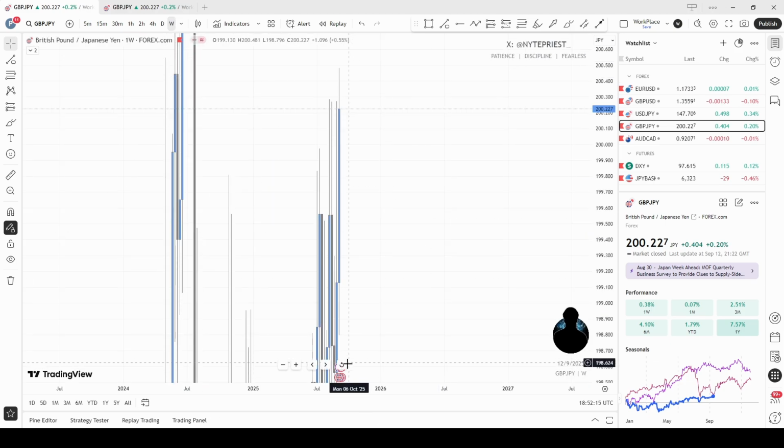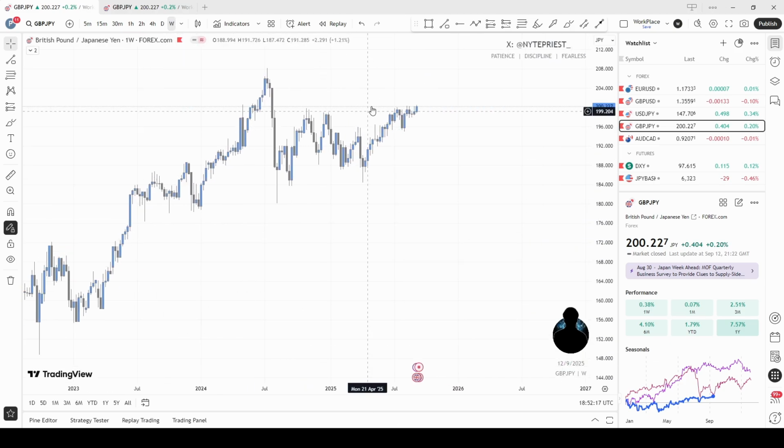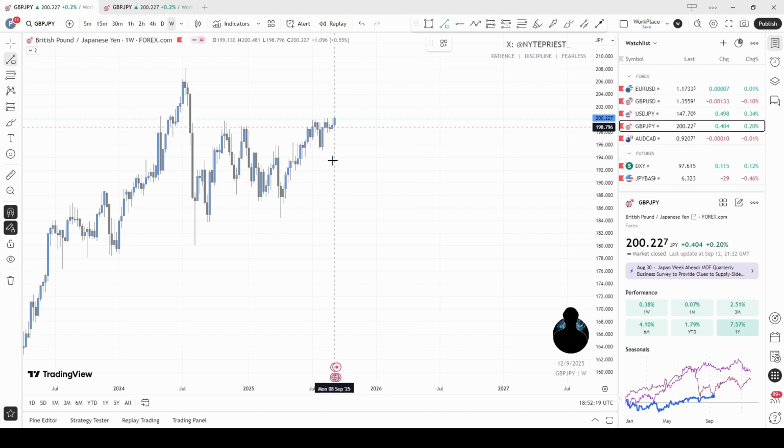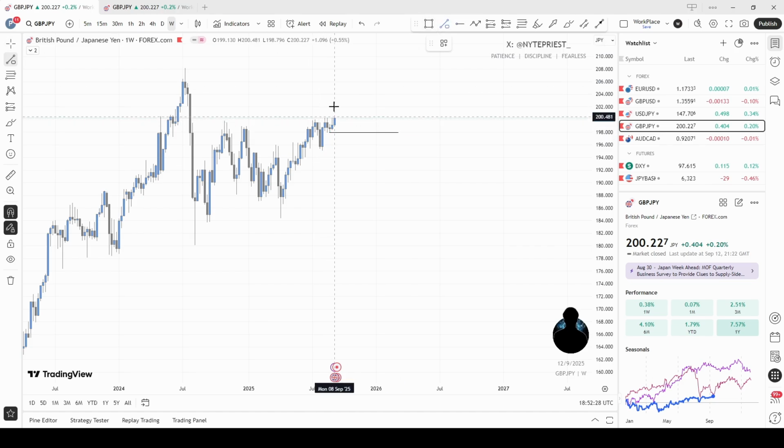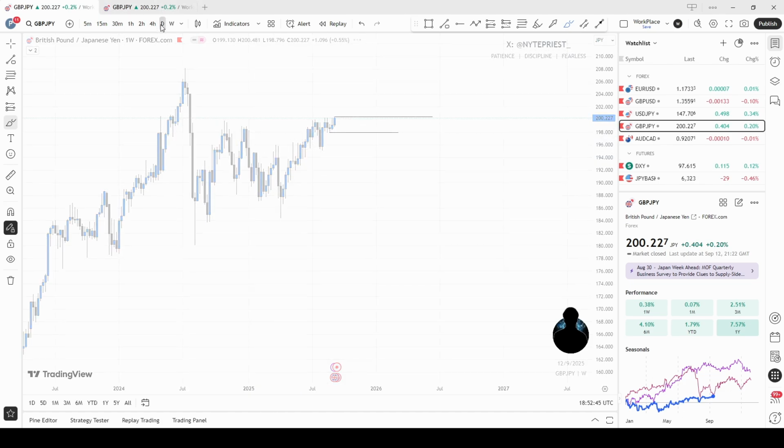On the weekly time frame, we have this low and we have this high. We don't have much information on the weekly time frame, and all the price ranges here are efficient. The only inefficiency here is here, but price is far away. All right, so we go down to the daily time frame.